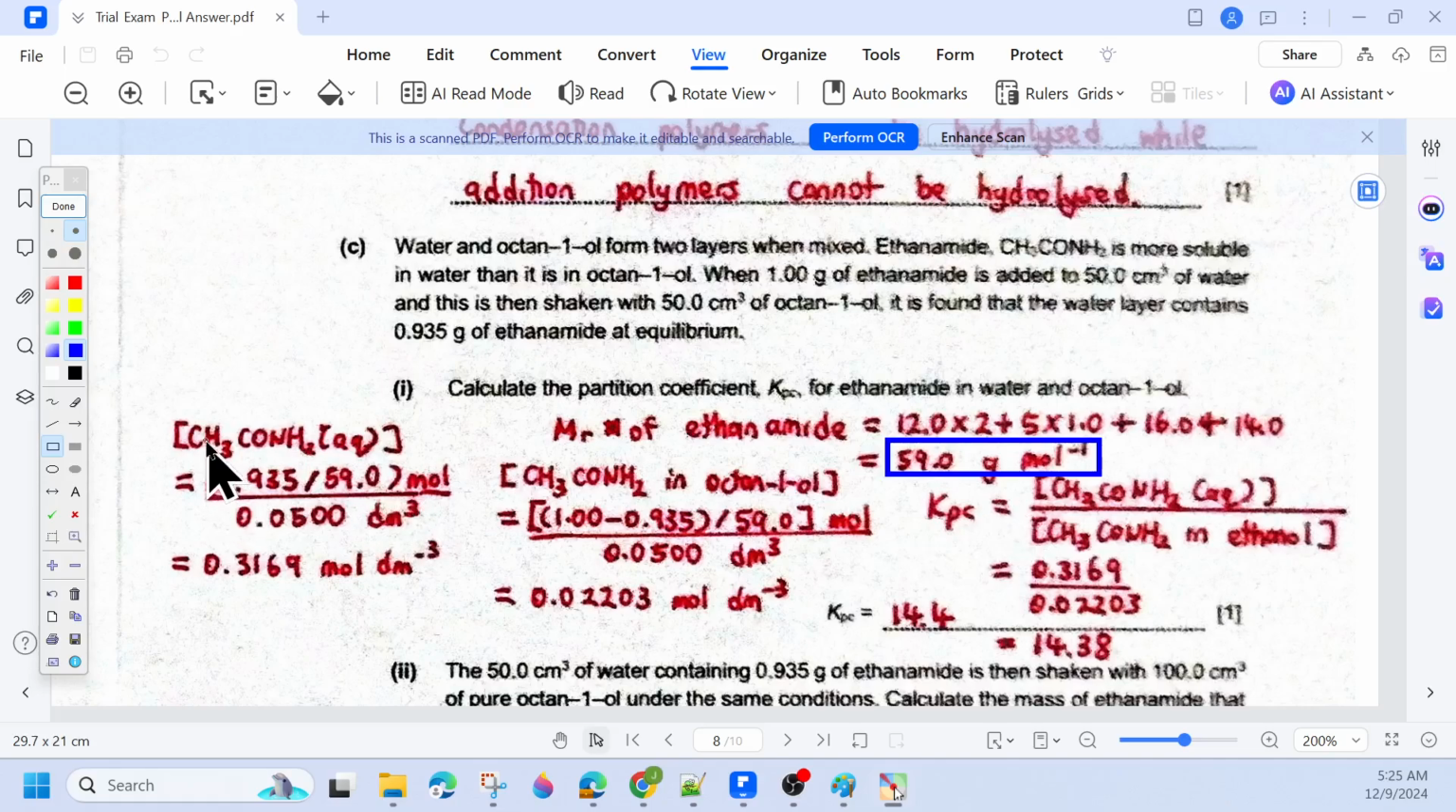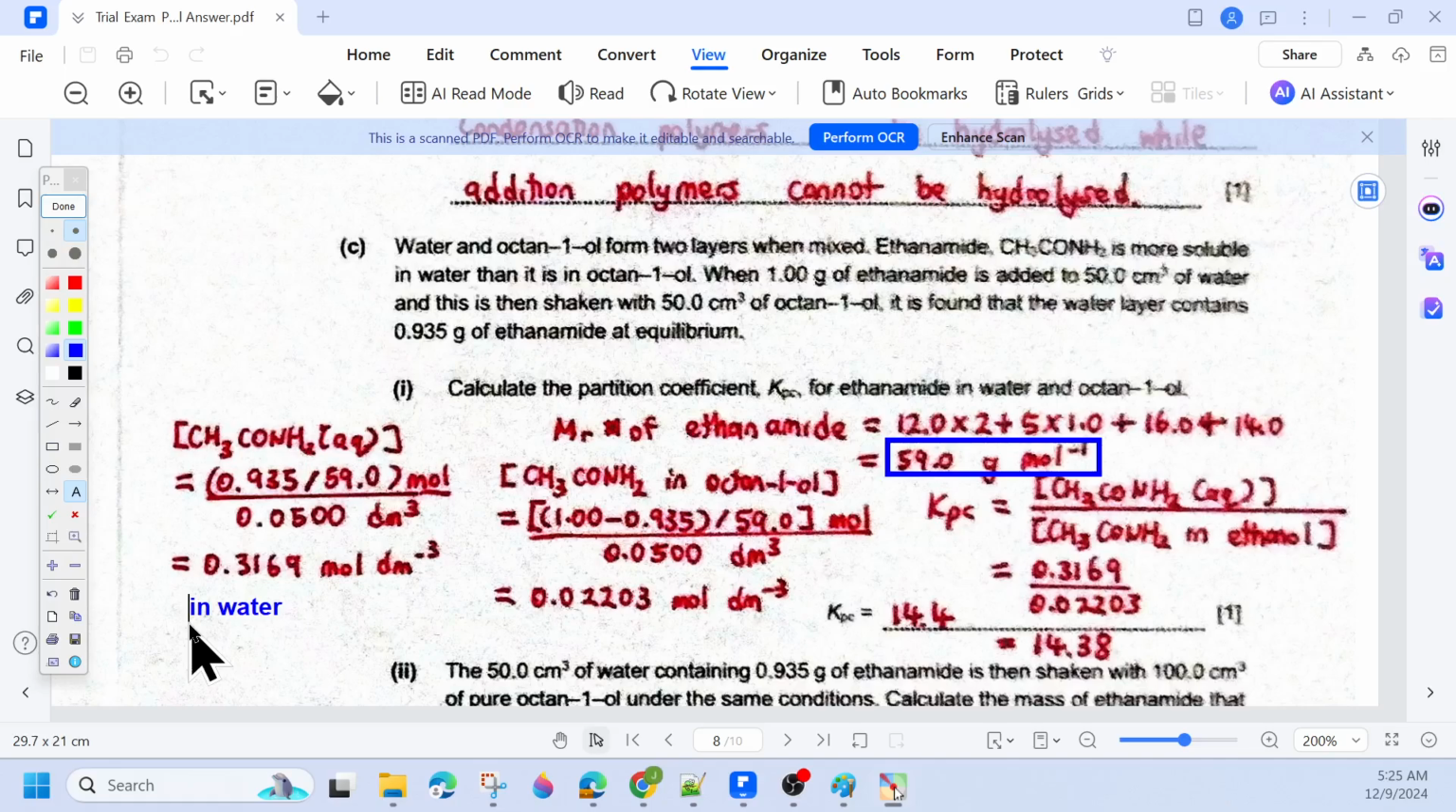Okay, so then I first find the concentration of CONH2 in aqueous. Now you might ask, why do I want to find the molar mass of ethanamide? Because concentration is moles per decimeter cube. This is your mass, 0.935 over 59.0, divided by 0.05. Why 0.05? 50 centimeter cube of water changed to decimeter cube, 0.0500 decimeter cube, gives 0.3169 moles per decimeter cube. So this one, do remember, is the concentration in water, and I want the exact amount, moles per decimeter cube.